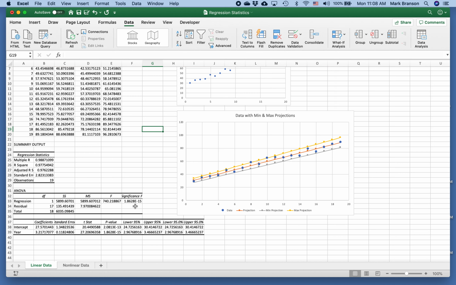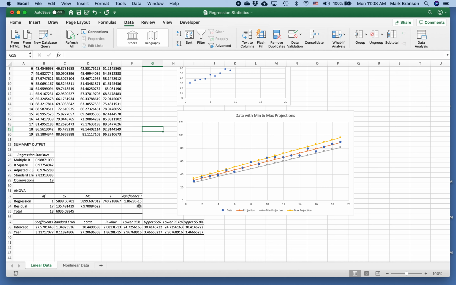If that's less than 0.05, then we would say that this is significant at the 95% confidence level, that the linear relationship is significant at the 95% confidence level. And you'll see here it's 1.8 times 10 to the negative 15th. It's very, very small, much smaller than 0.05. And that's because, again, we have a very linear relationship.